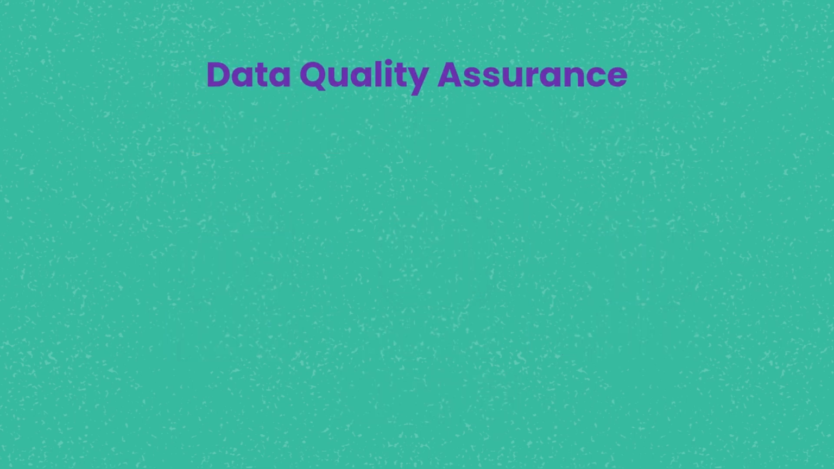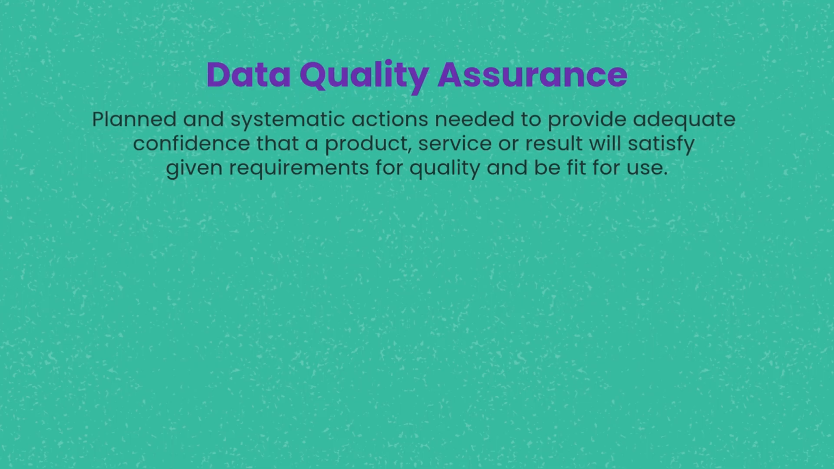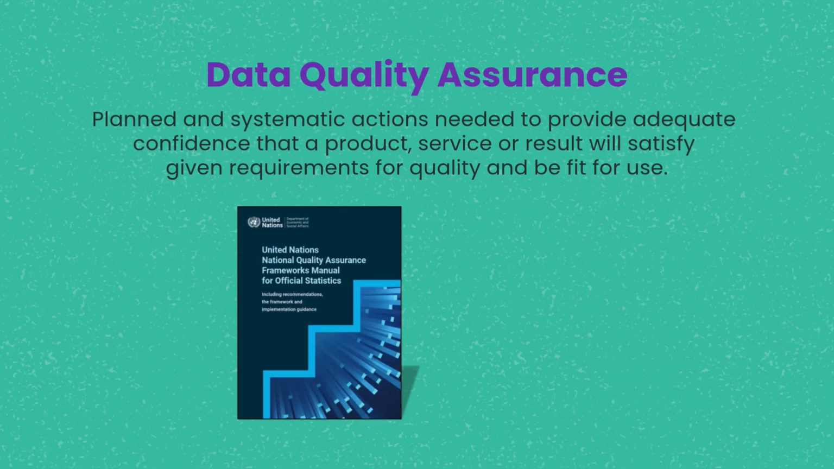The next component of data governance is data quality assurance. For the different methods of data collection, we need to ensure that the data collected is reliable, accurate, and complete. We have certain manuals and procedures that will guide us. Here are 2 references that you can look into for data quality assurance. From the Statistics Division, they have the United Nations National Quality Assurance Frameworks Manual for Official Statistics.